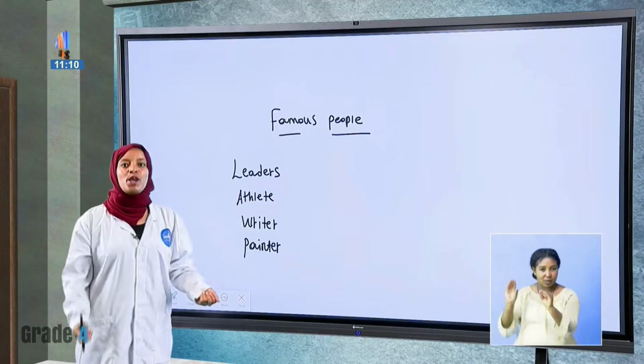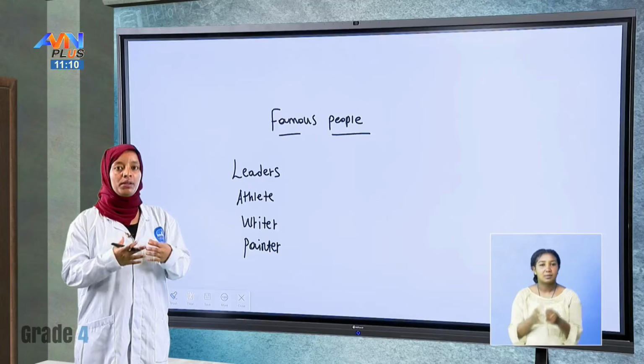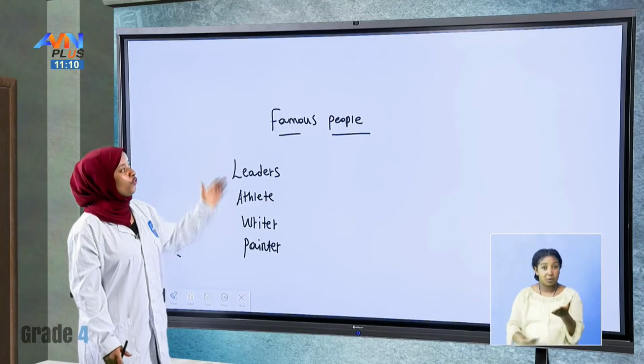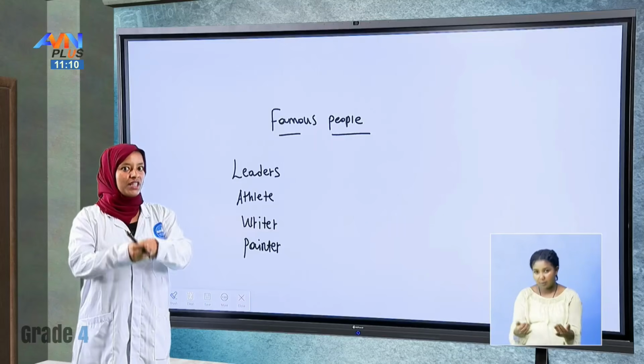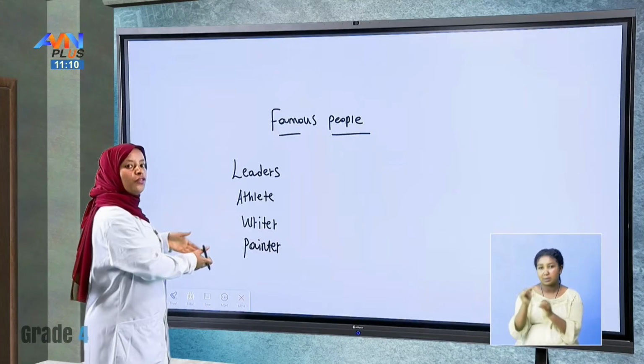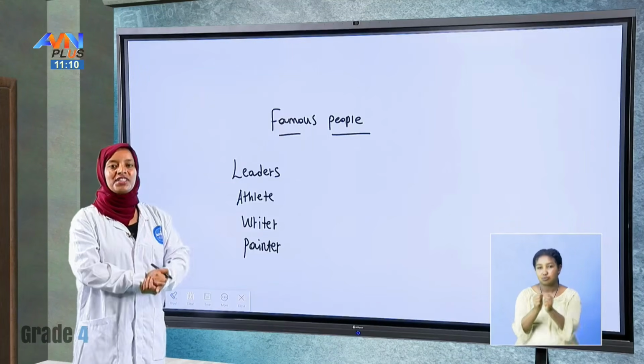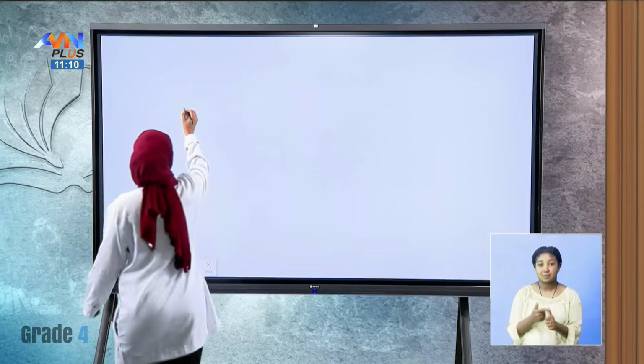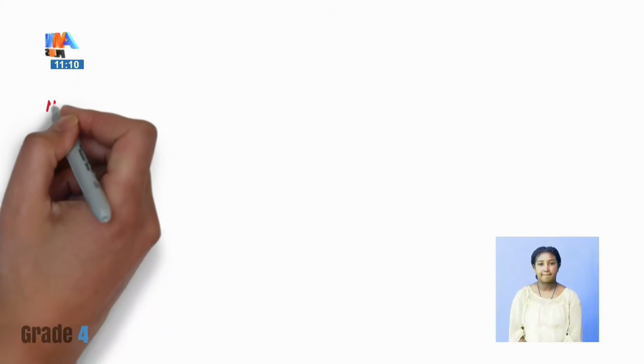Students, let us see when they were born and also where they were born. Let us give some information, like personal information. They do have some information about famous people. Let us do it together. Students, again, stay with me. The first one is, we can mention their name.